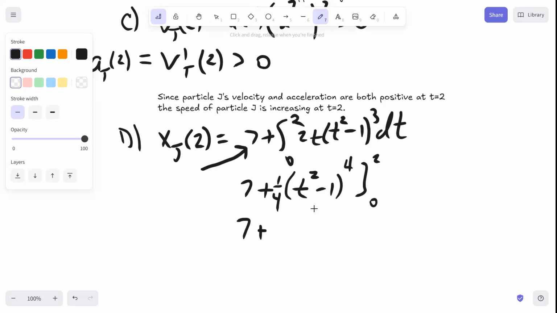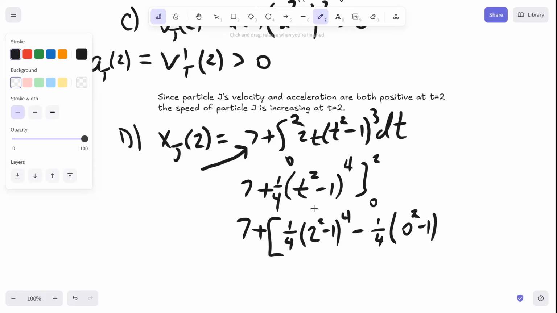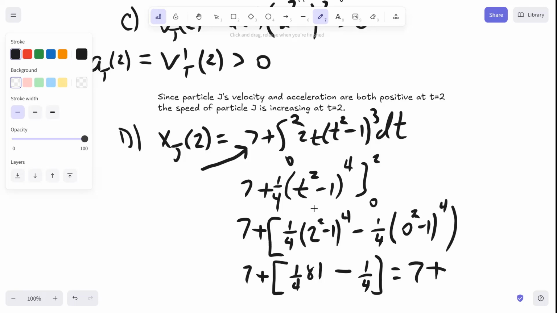So you'd have 7 plus 1/4 times 2 squared minus 1 to the fourth minus 1/4 of 0 squared minus 1 to the fourth. So this is going to be 7 plus 1/4 times, 2 squared is 4 minus 1 is 3 to the fourth power is 81, minus, here you would just have 1/4. So what you end up having is 7 plus 80/4, which is just 20, or 27. So there you have question number 5.